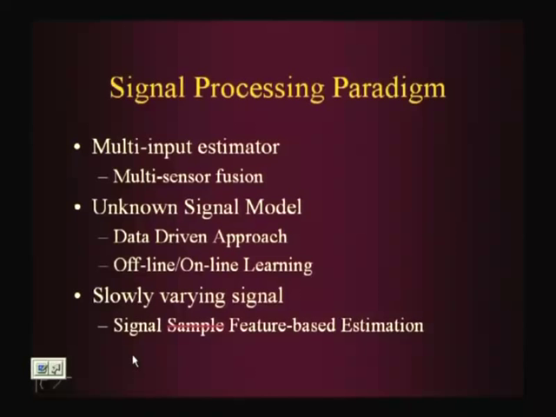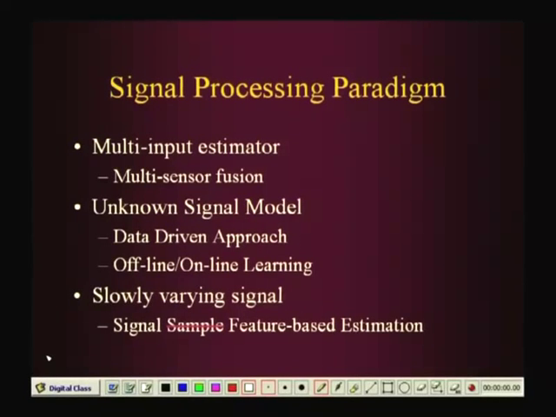So now once we have these features, we have to set up an estimator, right? First of all, in this case, you must have a multi-input estimator because you want to have multi-sensor fusion. Secondly, your signal model is very difficult to establish from mechanical engineering theory: how the wear of a tool manifests itself in terms of vibrations in x and y directions, or in terms of forces or currents. No analytical models are available, some heuristic models are available.